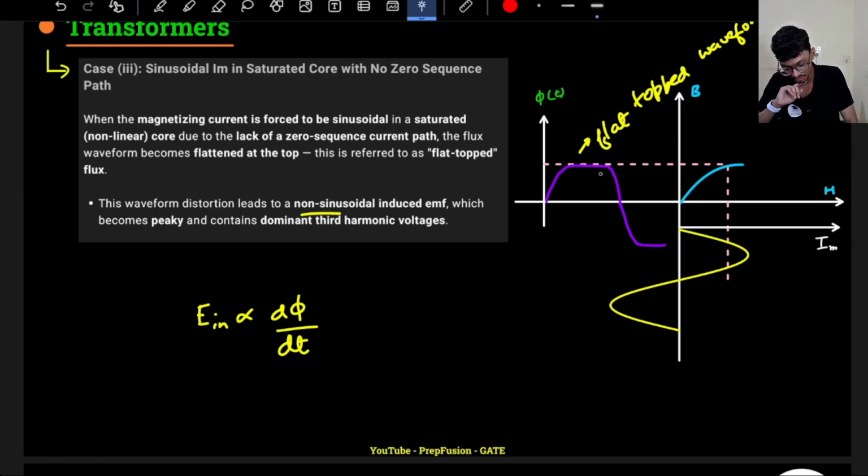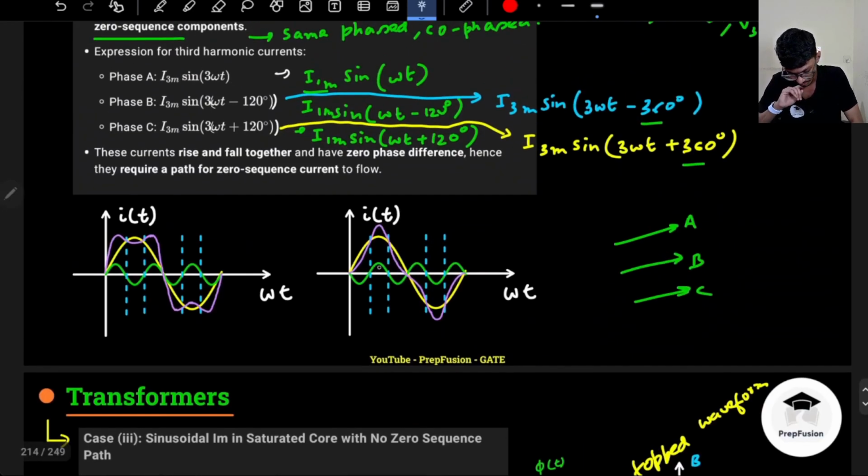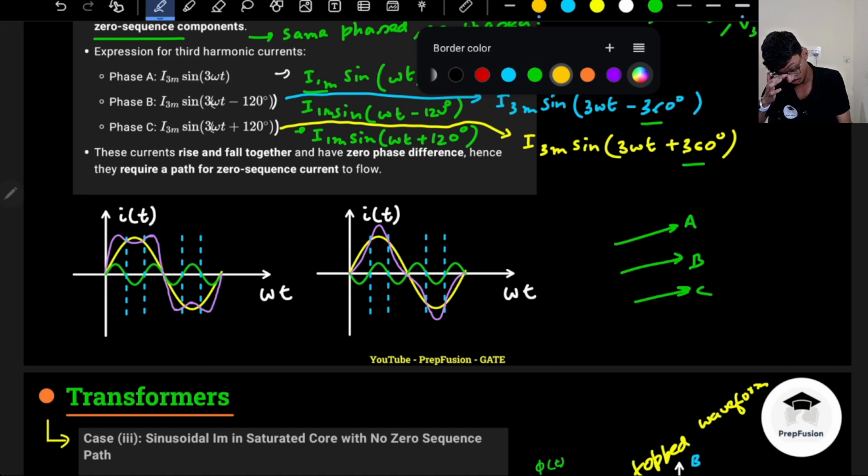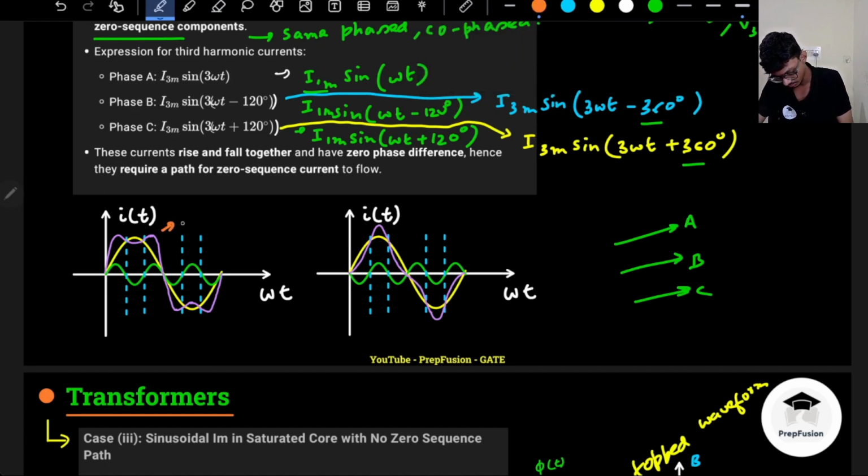And how will I get this flat top waveform? Here it is like a flat top waveform, where the third harmonic is like this, and here the third harmonic is just opposite. So this is a flat top waveform, and this is a peaky waveform.